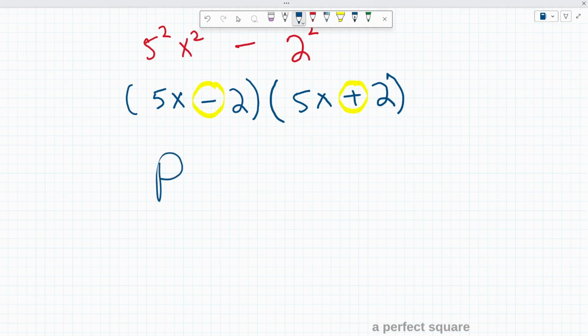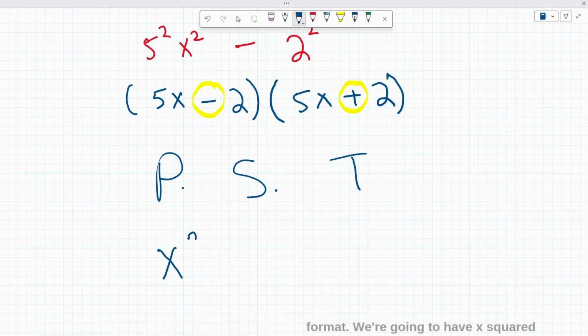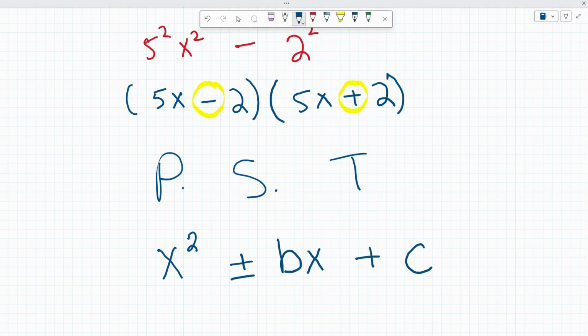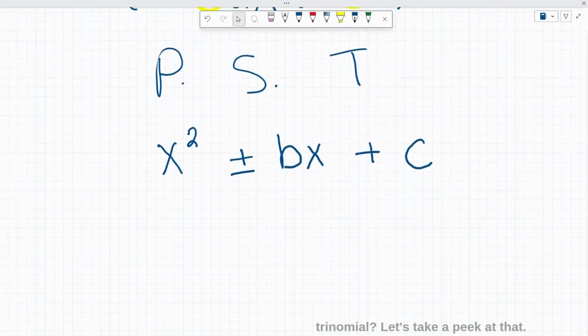Okay, so we're going to do a perfect square trinomial. Let's look at a format. We're going to have x squared plus or minus bx plus c. Now this is our generic expression for a quadratic equation. We have a trinomial in this case because we have three different terms. So what makes a perfect square trinomial a perfect square trinomial? Let's take a peek at that.